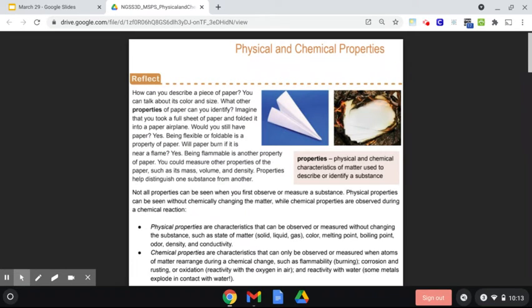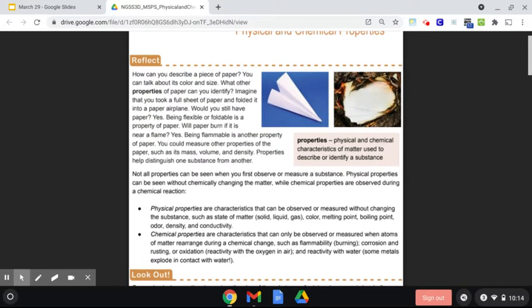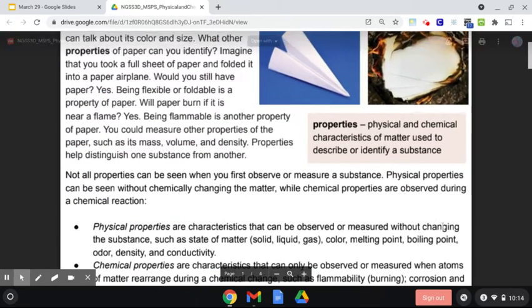Properties help distinguish one substance from another. Here, distinguish means to be able to tell apart. Not all properties can be seen when you first observe or measure a substance. Physical properties can be seen without chemically changing the matter, while chemical properties are observed during a chemical reaction.